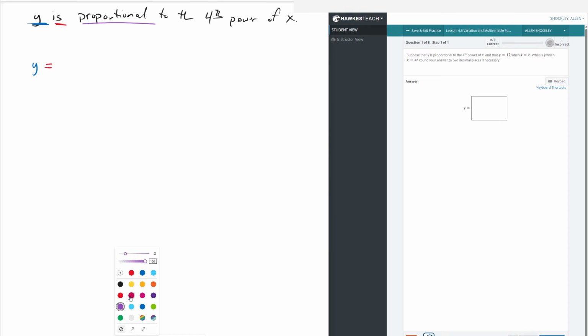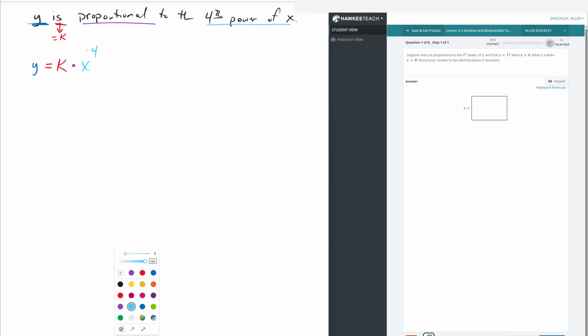Whenever we say is, we're going to do an equal sign and the letter K. It'll make more sense here in a little bit, but is just like an equals K. Proportional just means that we are going to multiply. And then you just keep on going. The fourth power of x, very old way just to say x to the fourth.